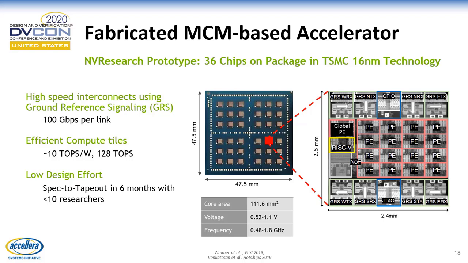The compute tiles used in the system were highly efficient, achieving about 128 TOPS and 10 TOPS per watt. It also had a wide operating range from 0.52 volts to 1.1 volts and a frequency range of 0.48 gigahertz to about 1.8 gigahertz. And all this was completed from spec to tape-out in less than 6 months with 10 researchers.